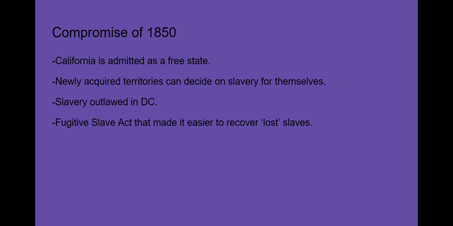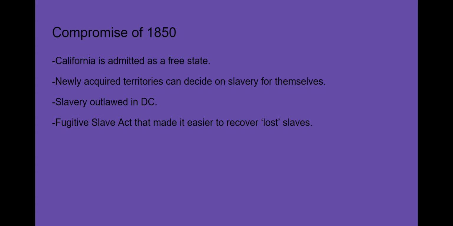However, newly acquired territories that were acquired during the Mexican-American War can decide on slavery for themselves. This is known as popular sovereignty. It really didn't kick in until a couple years later, but we'll get into that. Also, importantly, it outlawed slavery in Washington, D.C., so the nation's capital could no longer have slavery.